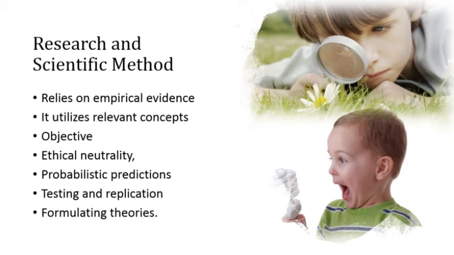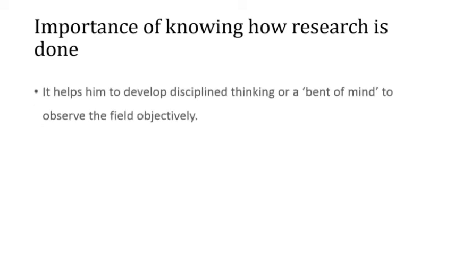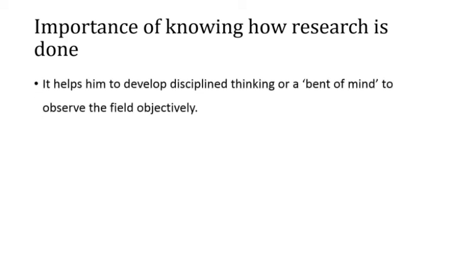Next, importance of knowing how research is done. Why should we know how to do research? It helps the researcher to develop disciplined thinking and a bend of mind to observe the field objectively. There is a chance of misunderstanding and misinterpretation, or getting misguided. We always discuss using non-scientific methods when we deal with cases in clinical psychology, right? The non-evidential methods. Evidence-based therapies are given more preference than other methods or techniques used in treating clients in the clinical field.